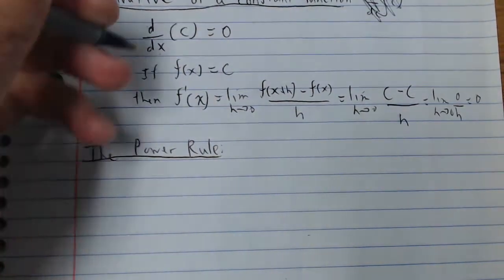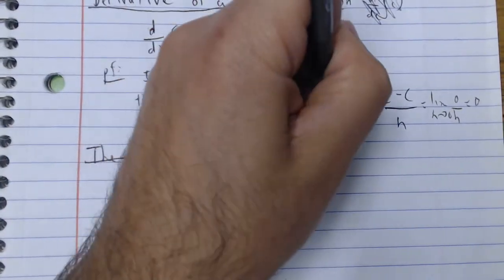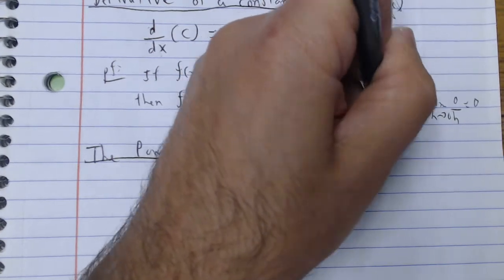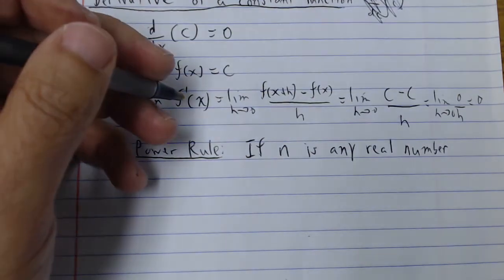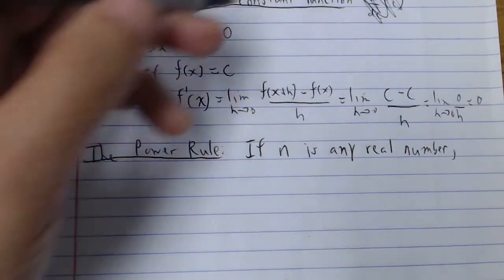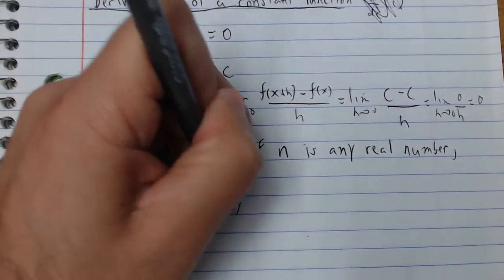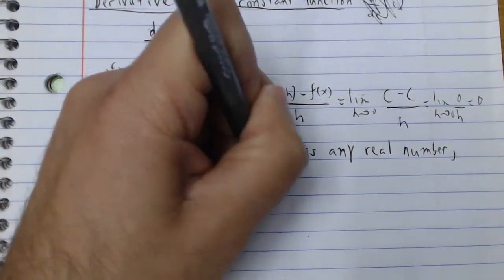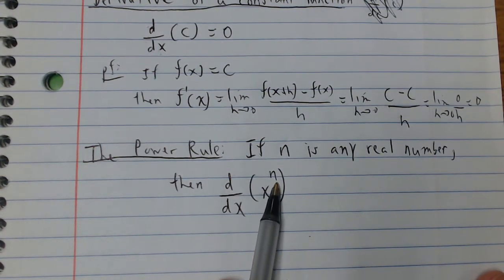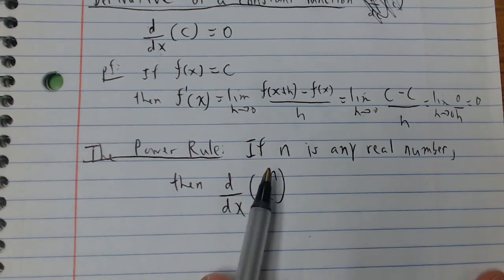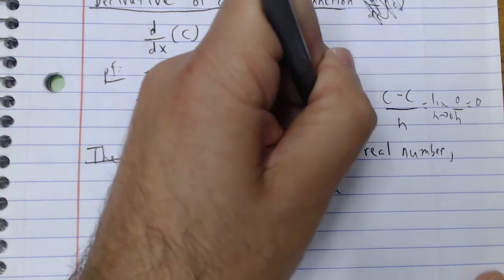So here's what the power rule says. If n is any real number, then the derivative with respect to x of x to the power of n. So notice what we're doing here. We're saying if you have any variable to any power of any real number, the derivative of this is equivalent to the same thing as n times x to the power of n minus 1.